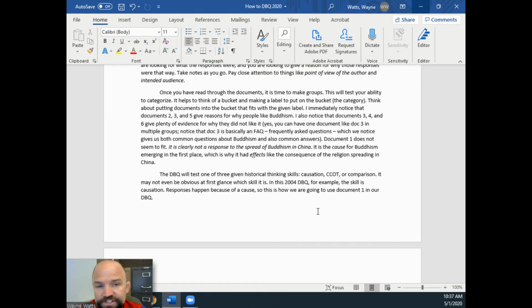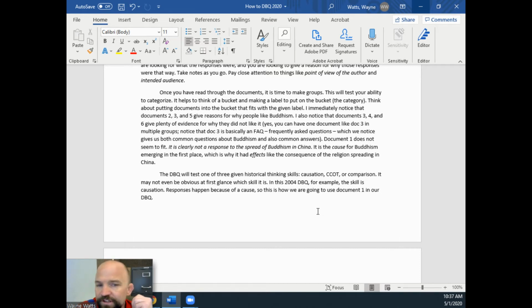I immediately noticed that documents 2, 3, and 5 give reasons for why people like Buddhism. I also noticed that documents 3, 4, and 6 give evidence for why they did not like Buddhism. Yes, you can have one document like 3 that's in multiple groups. Notice Doc 3 is basically just an FAQ, frequently asked questions, which gives us both common questions about Buddhism and common answers to those questions.